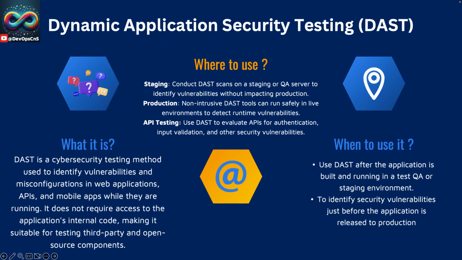So next we will discuss dynamic application security testing. As the name says, it tests the application in the dynamic state, which means at runtime. Dynamic application security testing is a testing method which is used to identify the vulnerabilities or misconfiguration in web applications or APIs or mobile applications when they are running.